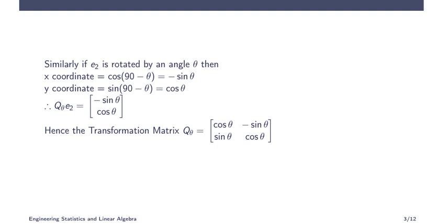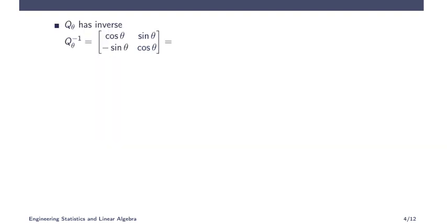So when the determinant is 1, what we can have is adjoint A divided by determinant A. What is the adjoint? Cos theta has an adjoint of cos theta, minus sin theta has sin theta, and sin theta has minus sin theta, divided by the determinant. So it has an inverse. The determinant is not 0, so it has an inverse.